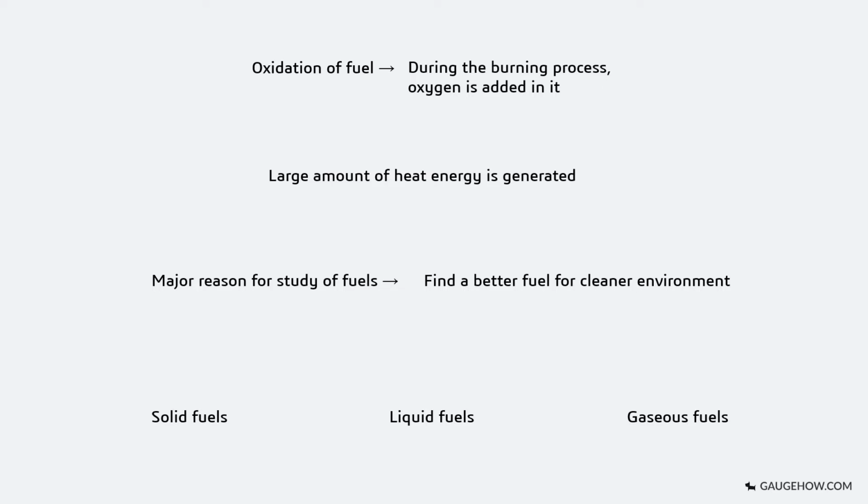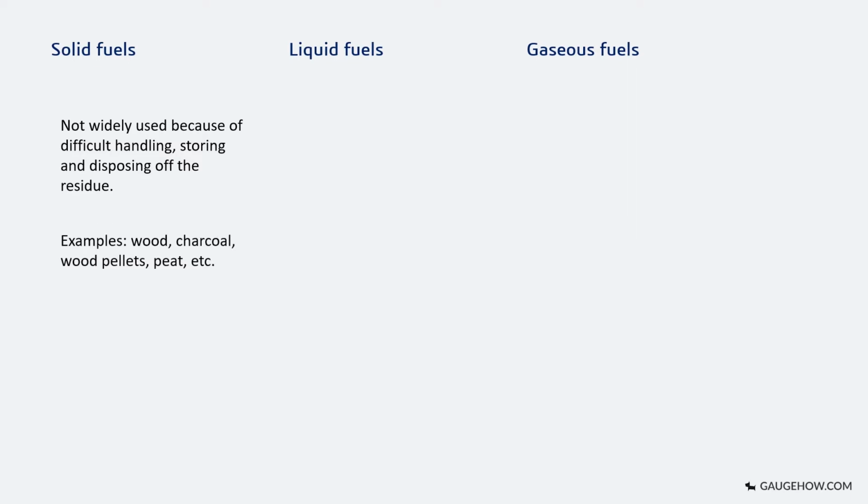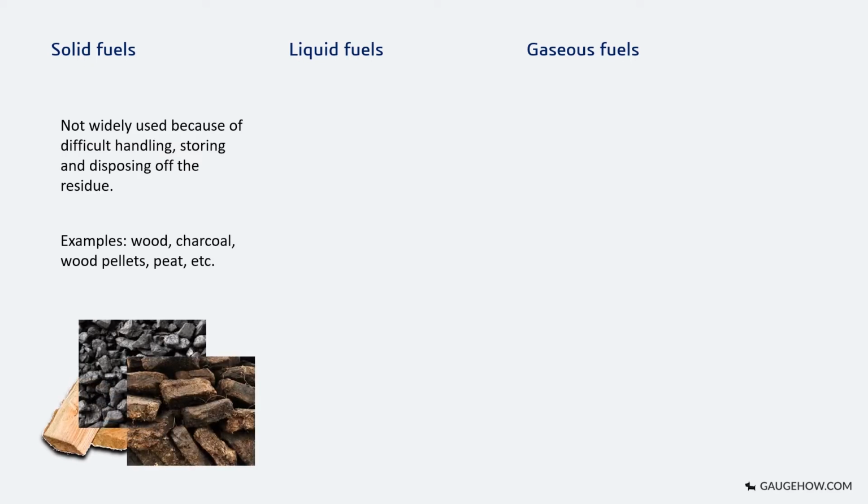Solid fuel. When a solid or various forms of solids are burned during combustion for generation of energy, that fuel is solid fuel. This form of fuel is not widely used because of difficulty in handling, storing, and disposing of the residue. Coal was popularly used as fuel. Some other examples of solid fuels are wood, charcoal, wood pellets, peat, etc.